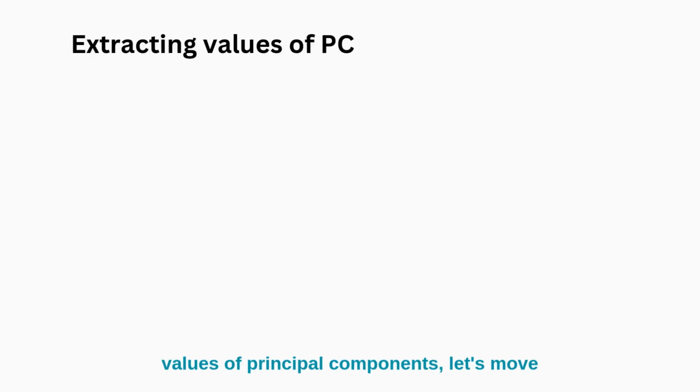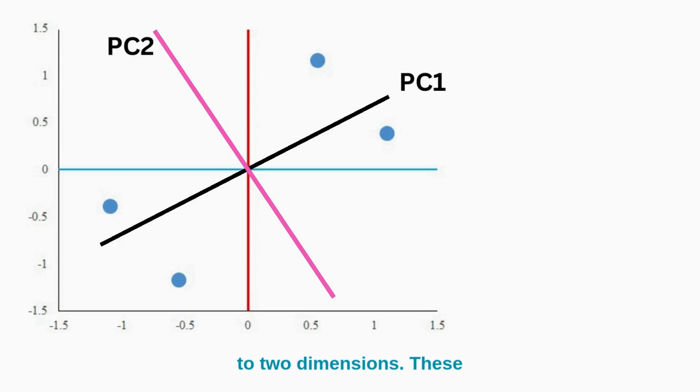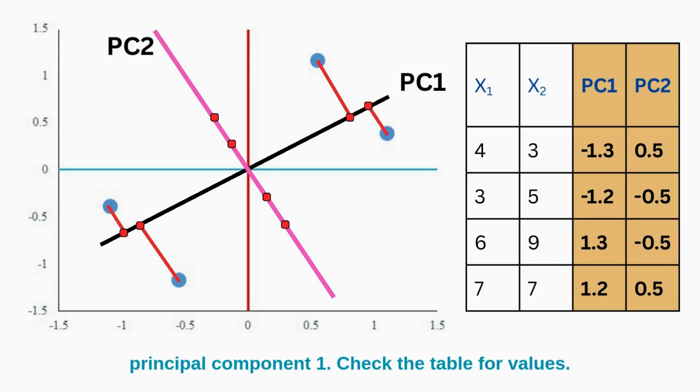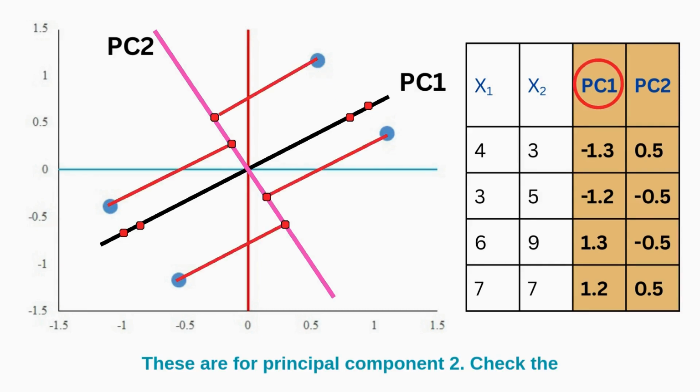Now for extracting the values of principal components, let's move to 2 dimensions. These projected points are the values of the principal components. These are perpendicular to the actual values. These are for principal component 1. Check the table for values. These are for principal component 2. Check the table for values.